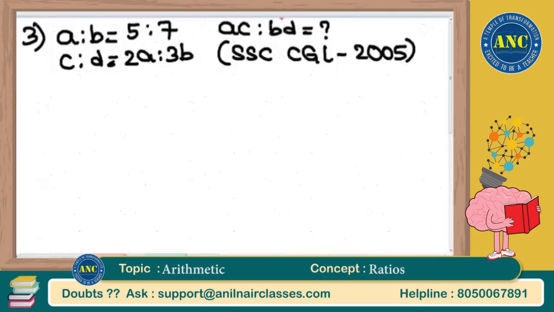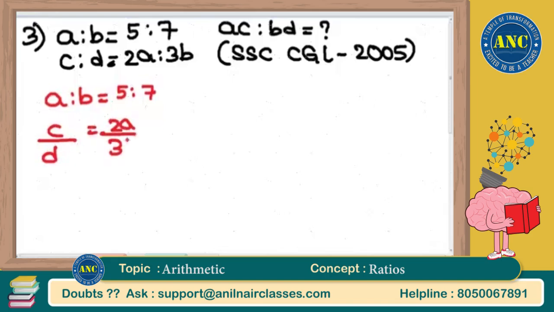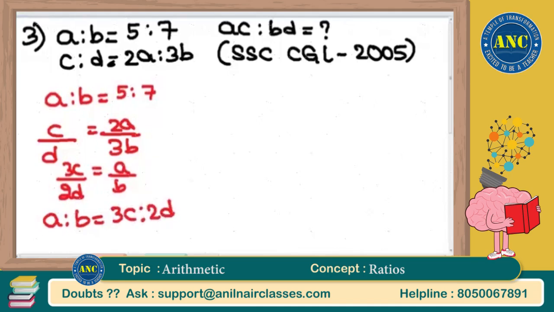Right? Now see here. Can I say that A is to B is given as 5 is to 7, right? They are also saying that C by D or C is to D is 2A by 3B, right? From this can I write A by B is equal to 3C by 2D? That means A is to B is nothing but 3C is to 2D, right? Left hand side of this is A is to B. Left hand side of this also is A is to B.